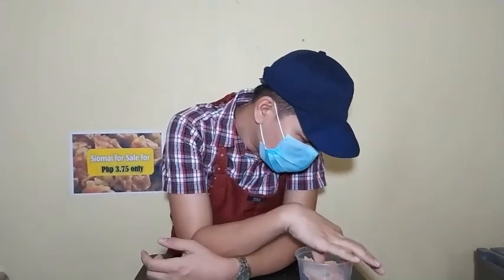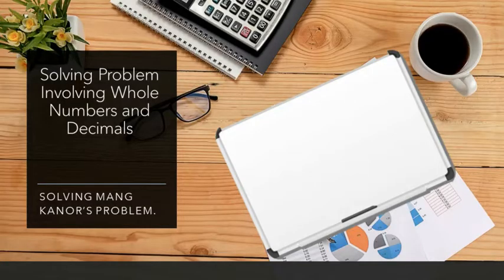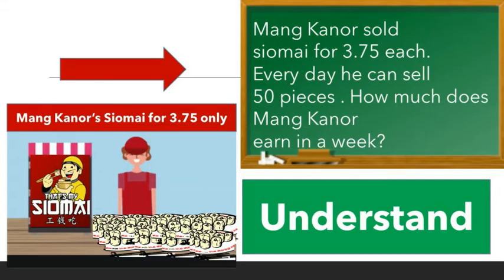How am I going to know my earnings for 7 days? So, what is Mang Kanor's problem? What is the way to solve the problem? Familiarize yourself with the problem. Understand. I think Mang Kanor has sold 50 pieces of siomai for 3 pesos and 75 centavos each. The question is, how much did he earn in a week? Right, now I understand the problem.